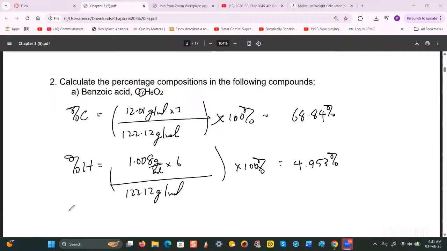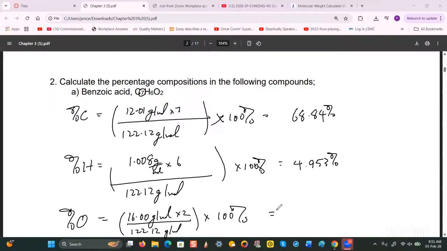And again, we do the same thing for the oxygen. So percent oxygen will be equal to the molar mass of oxygen, 16.00 grams per mole, multiplied by 2, and then we divide by, again, 122.12 grams per mole, and then we multiply by 100%. And let's see what that gives. So that gives 32 divided by 122.12 times 100. According to my calculation, this works out to be 26.20, I'm sorry, 26.20 percent.